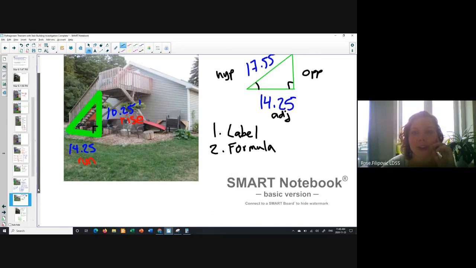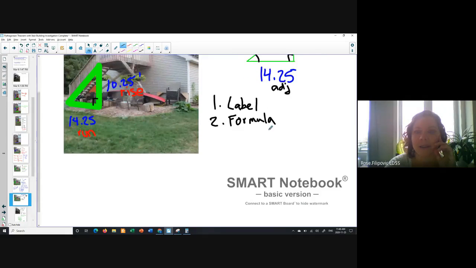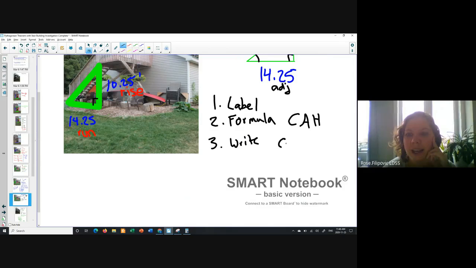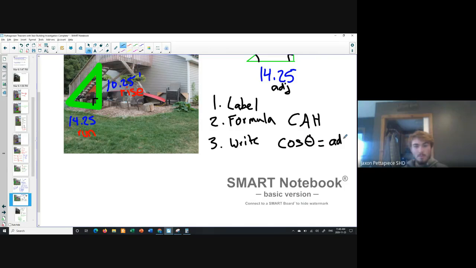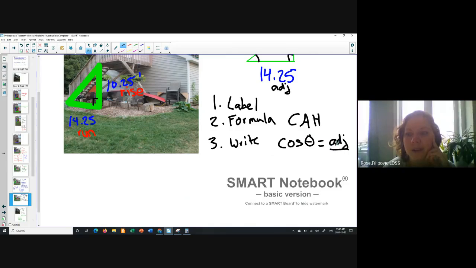Okay, so I'm going to use CAH because I have the adjacent and the hypotenuse. So then I'm just going to write the formula. And again, I need to make sure that I put in that theta or angle measurement. The variable, yep. And here we go. There's my formula.